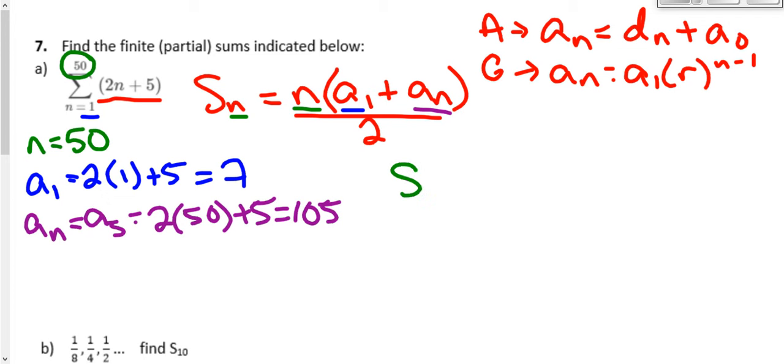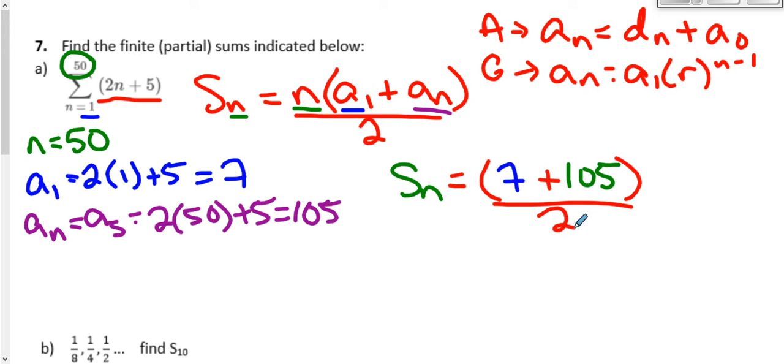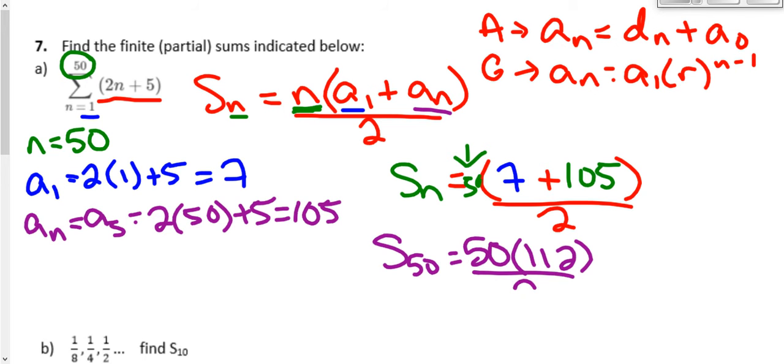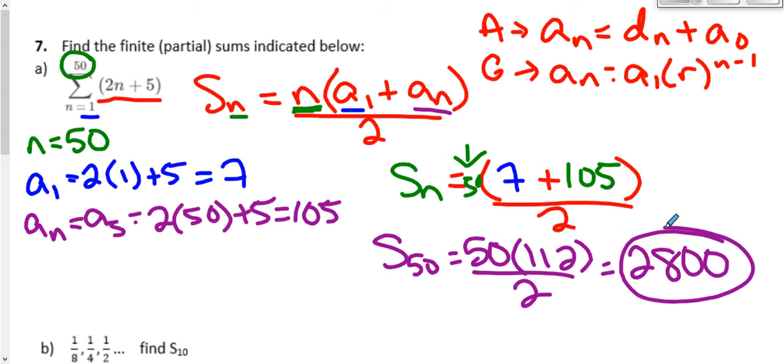So to find the sum up to the nth term, all I have to do is add together my first term, 7, and my last term, 105, and then divide by 2. Oh, and multiply by n. I forgot to multiply by n right here. Sorry, n should be in there. There should be a 50. I have the formula right here. N gets multiplied in front. Okay, so now that I have my formula ready, let's go ahead and simplify. So the sum up until the 50th term is 50 times 112 divided by 2. And if we plug that in the calculator, we get 2,800. There we go.